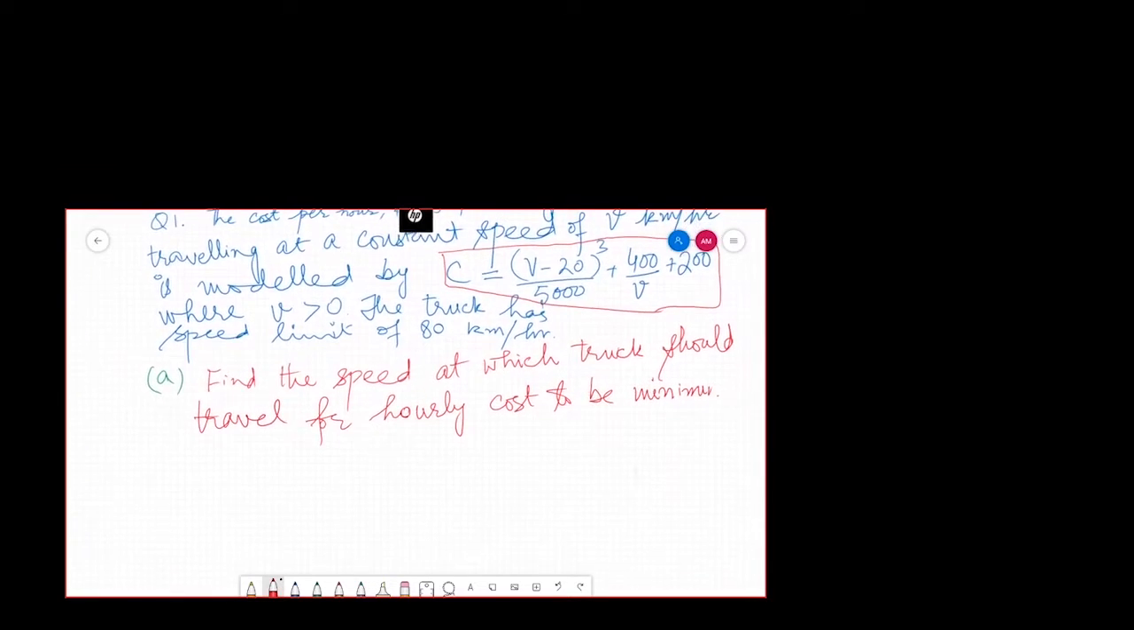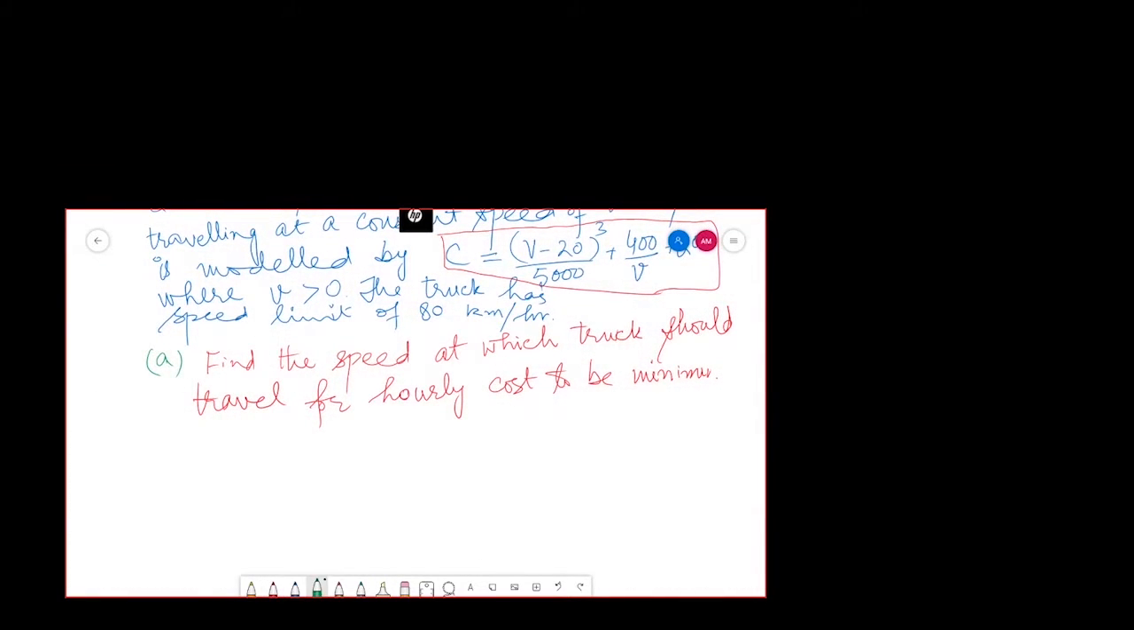Okay, so we have this equation, and there was something I wrote there also, but I would write here also: v is greater than 0. So we are taking that the truck is only moving in the forward direction. Velocity is to be positive, not negative velocity. Okay, let's do that. Can you kindly attempt it first yourself?